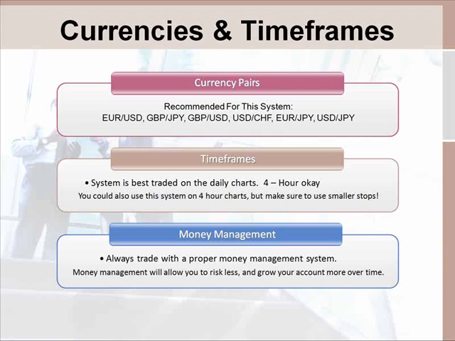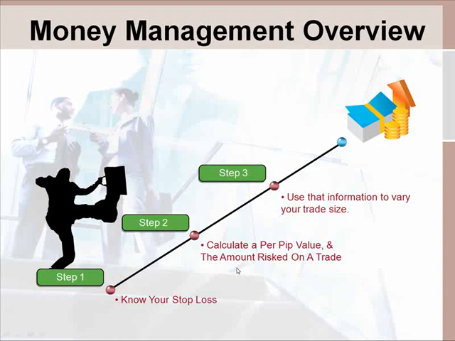And then finally, let's move on to money management and show you an easy money management system that will allow you to manage your risk, avoid large drawdowns, and grow your account more over time. So let's just get started here. In this money management system, we're going to use a percent risk level. So we're going to always risk a consistent percentage of our account, and we're going to vary our trade size according to the stop loss that we're using.